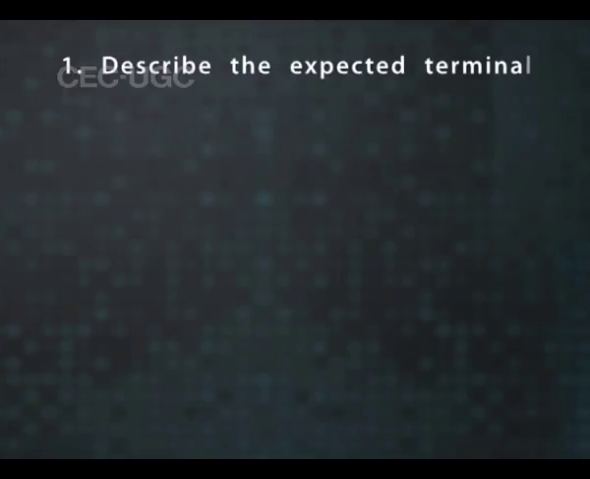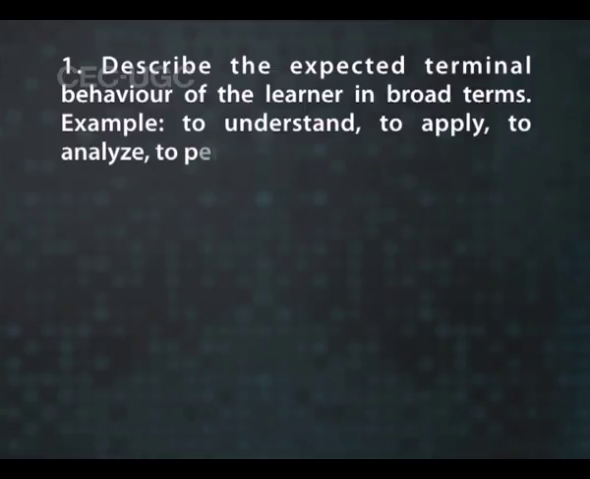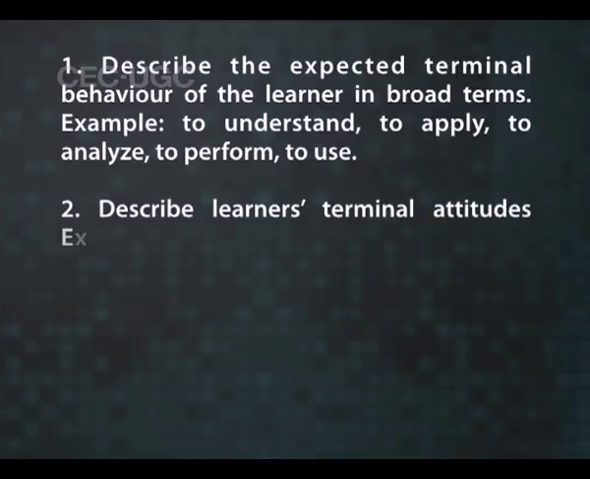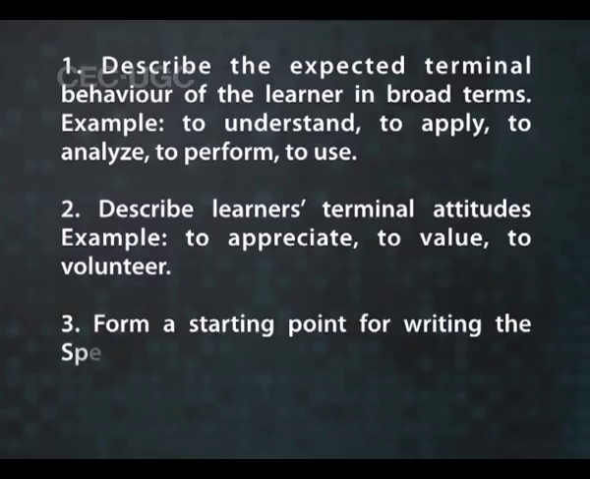General objectives serve the following important functions. Describe the expected terminal behavior of the learner in broad terms. Example, to understand, to apply, to analyze, to perform, to use. Describe learner's terminal attitudes. Example, to appreciate, to value, to volunteer. Form a starting point for writing the specific objectives. A general objective can be broken down readily into many specific objectives.